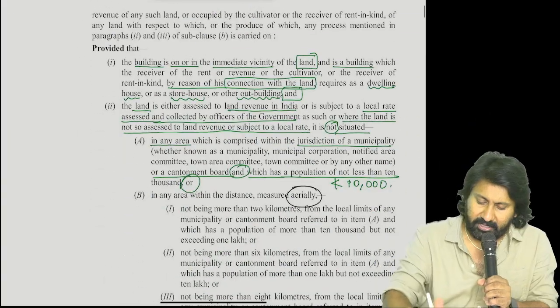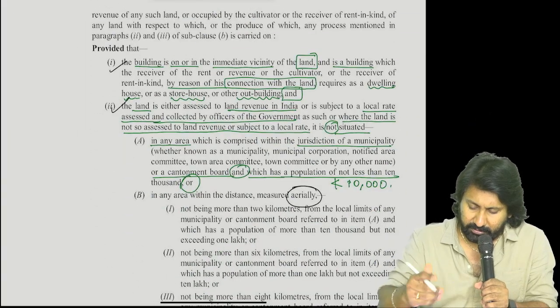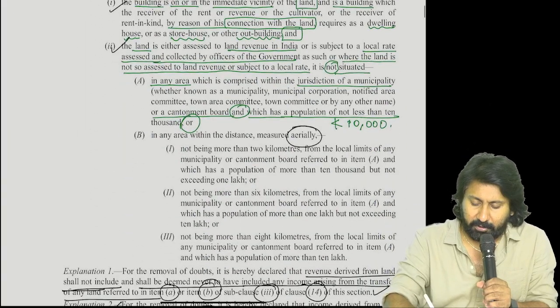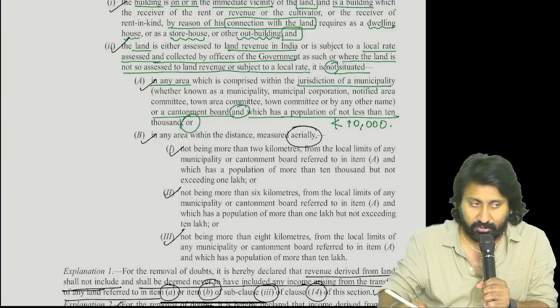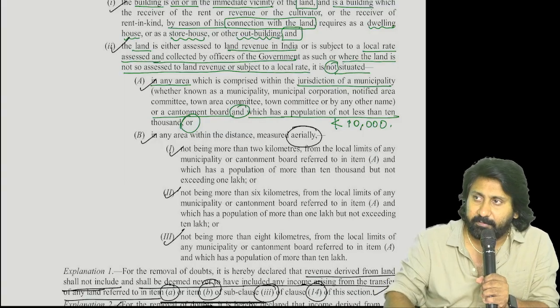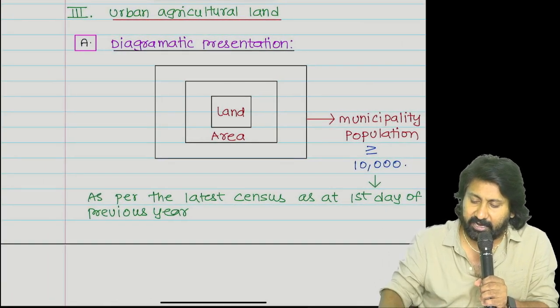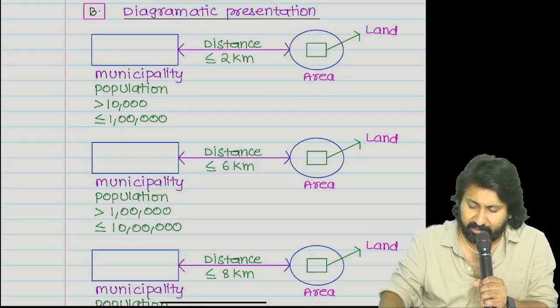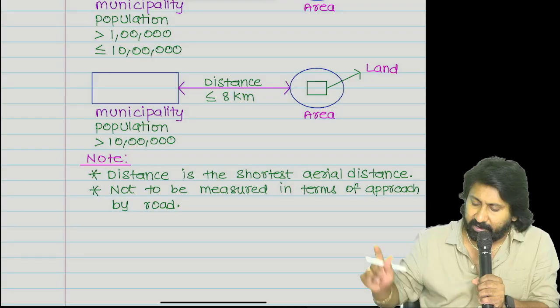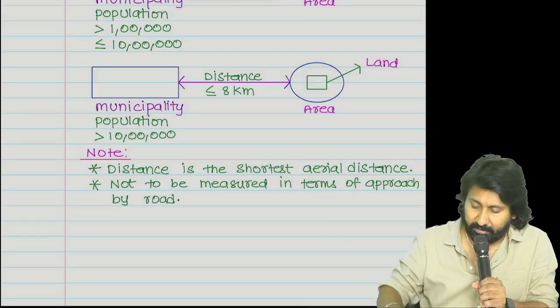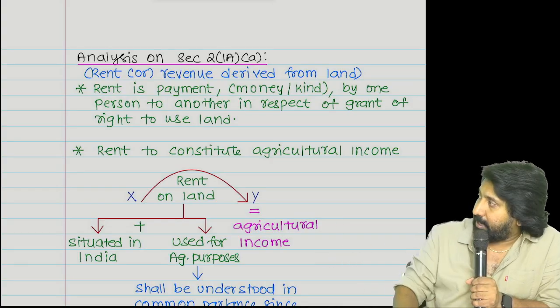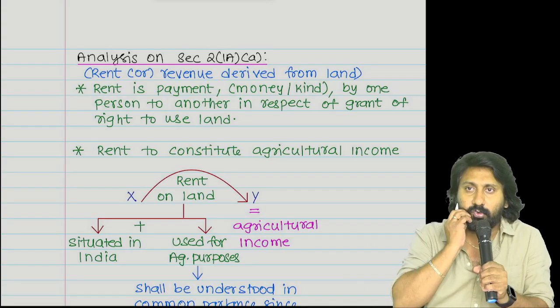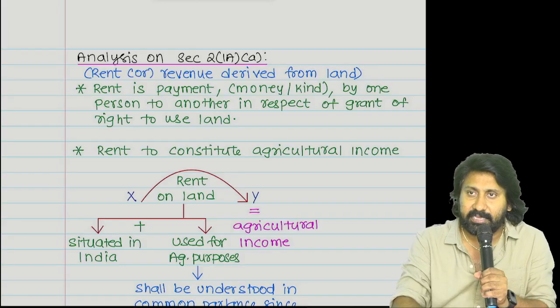In that there is a first proviso and a second proviso. Second proviso has subparts A and B. In that again three items are there: 1, 2 and 3. So each and every point has been completed in detail in this diagram as well. Hopefully everyone understood the concept clearly. This is all about the analysis on section 2 clause 1a subclause A.